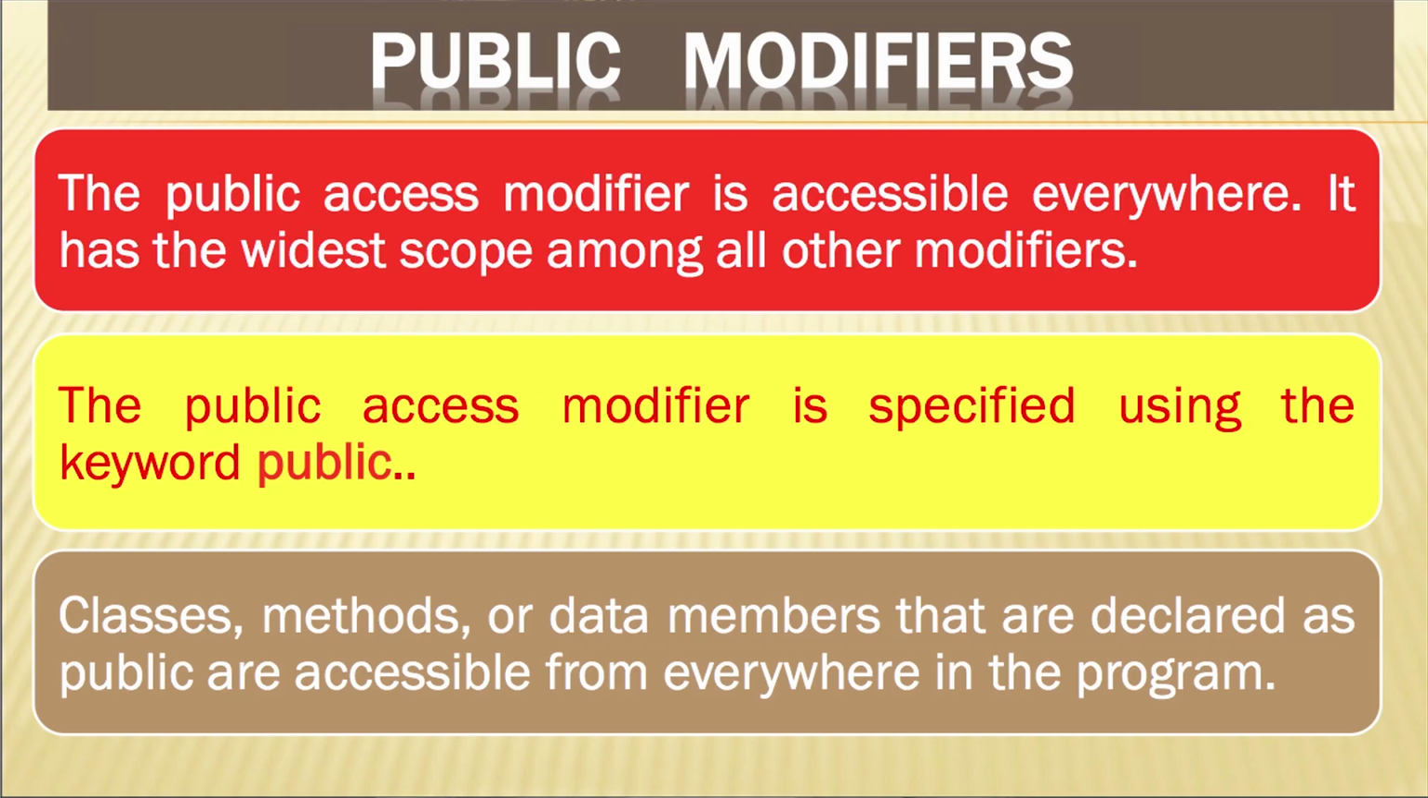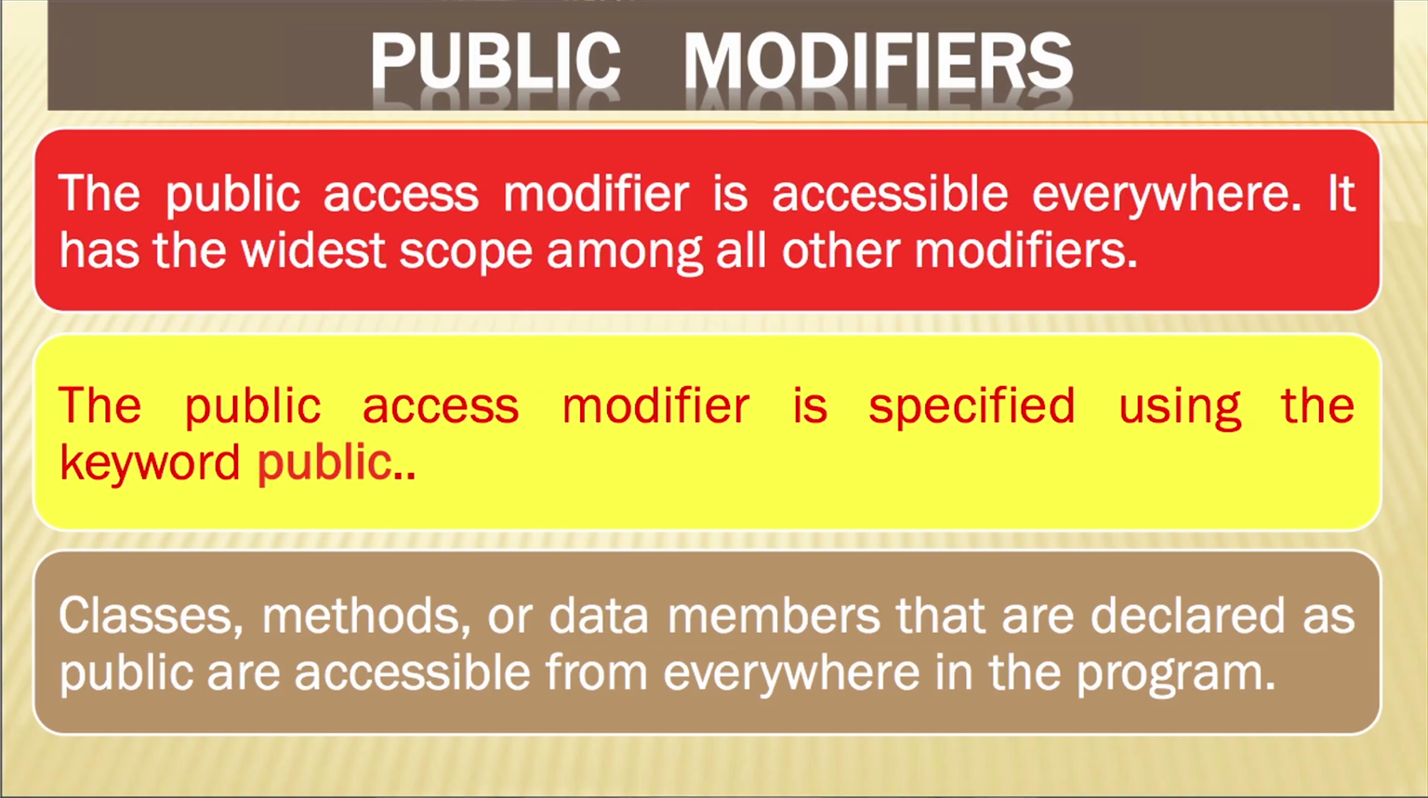The public access modifier is specified using the keyword public. So we must mention the keyword public here in case of the public modifier. Classes, methods or data members that are declared as public are accessible from everywhere in the program. So we can make classes, methods as well as data members public.